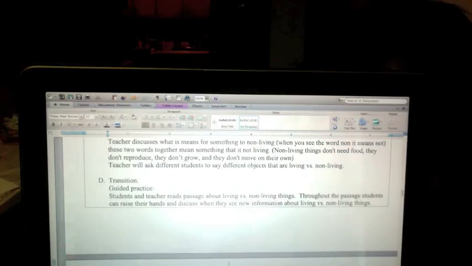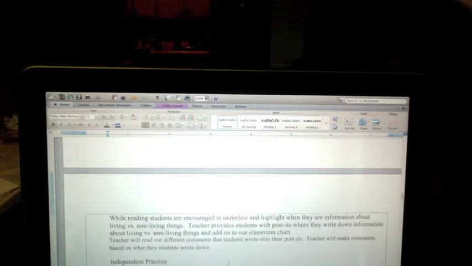For my guided practice, I would have a passage about living versus non-living things. Throughout the passage, students can raise their hand and discuss when they see new information about living versus non-living things. At this point, we would be reading together. They can also underline and highlight new information. I will provide some students with post-its where they can write down information about living versus non-living things based on the reading, and then we can add it to our chart.